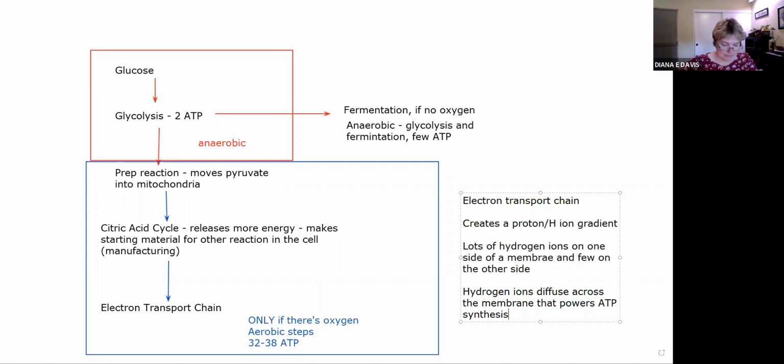Okay, what does it say? A thylakoid is an organelle. It is part of the chloroplast in plants. And it's where the light reactions of photosynthesis take place. Okay.